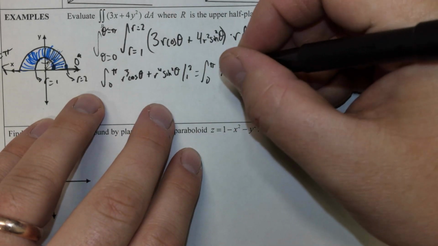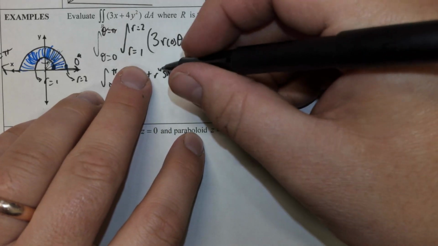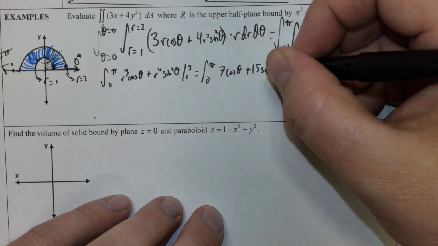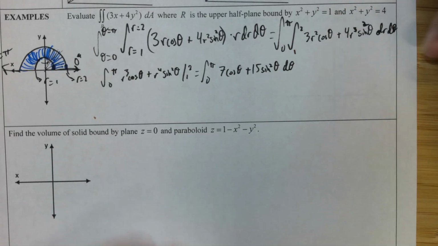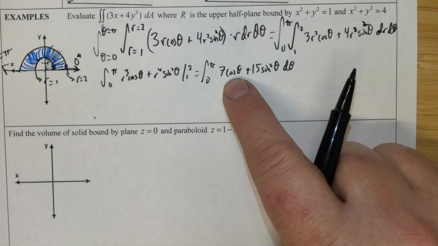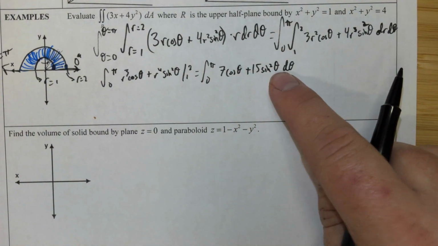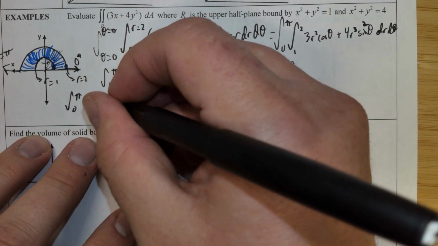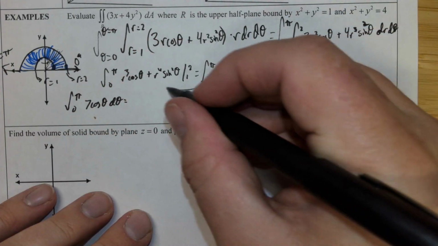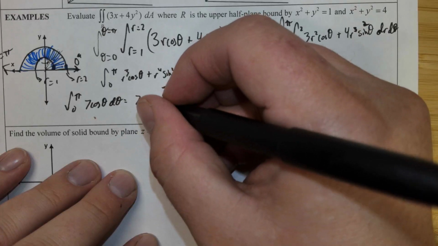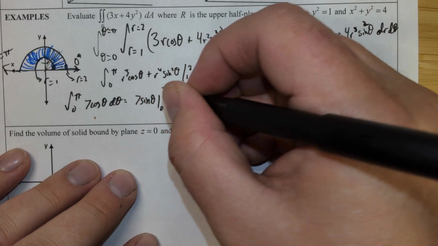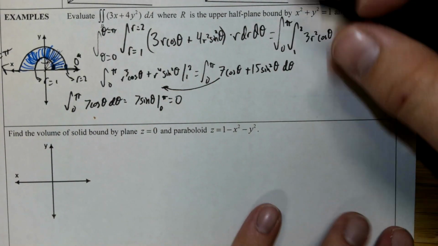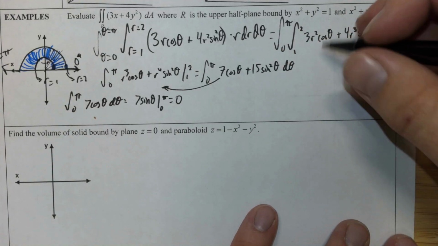8 cosines minus 1 cosine is 7 cosines. 16 sine squareds minus 1 sine squared is 15 sine squared theta. Now this is probably where I'm going to split it, because one is an easy integral and the other is a toughie. If I take this one over here, it should turn out pretty quick. 7 cos theta d theta would become 7 sine theta from 0 to pi, which is just 0. Lame.